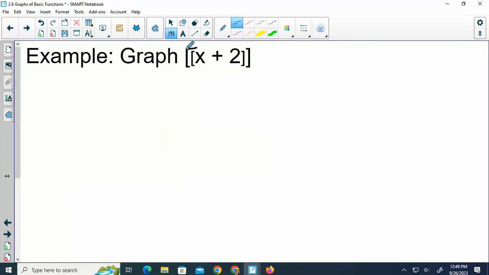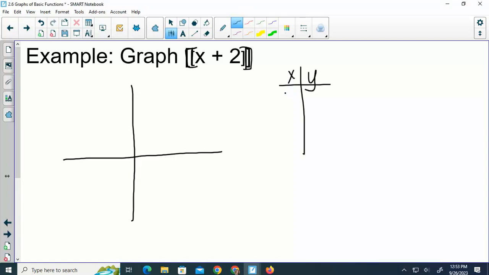Let's try to graph the greatest integer of x plus 2. You guys take a second, see if you can figure out what it would look like. So if you put in 0, inside the greatest integer symbol, it's kind of like parentheses, so we work inside first. So we have 0 plus 2, which is 2. So what's the greatest integer of 2? 2. So (0, 2). What's the point? Okay, we can't only plug in integers on these. So let's do like 0.5, 0.9.